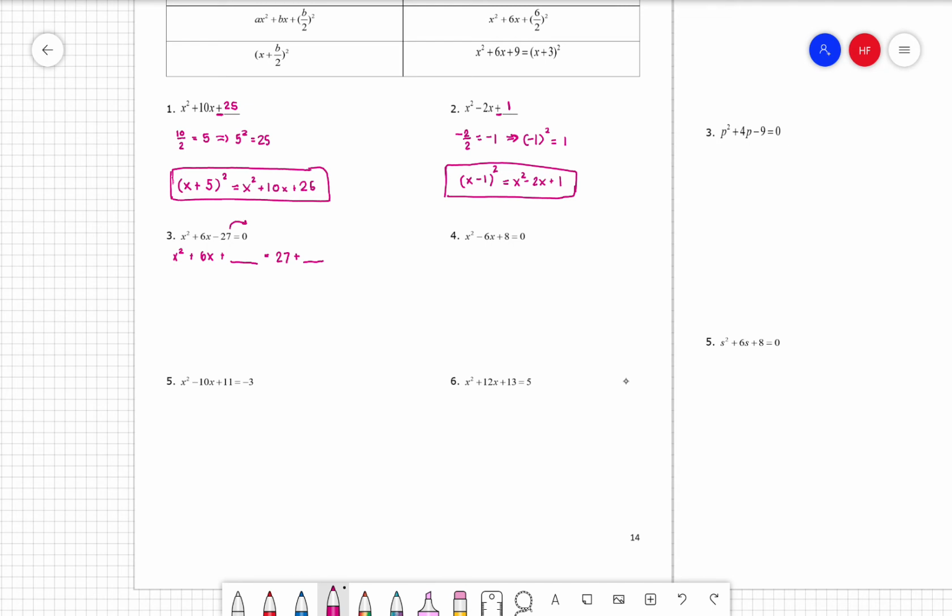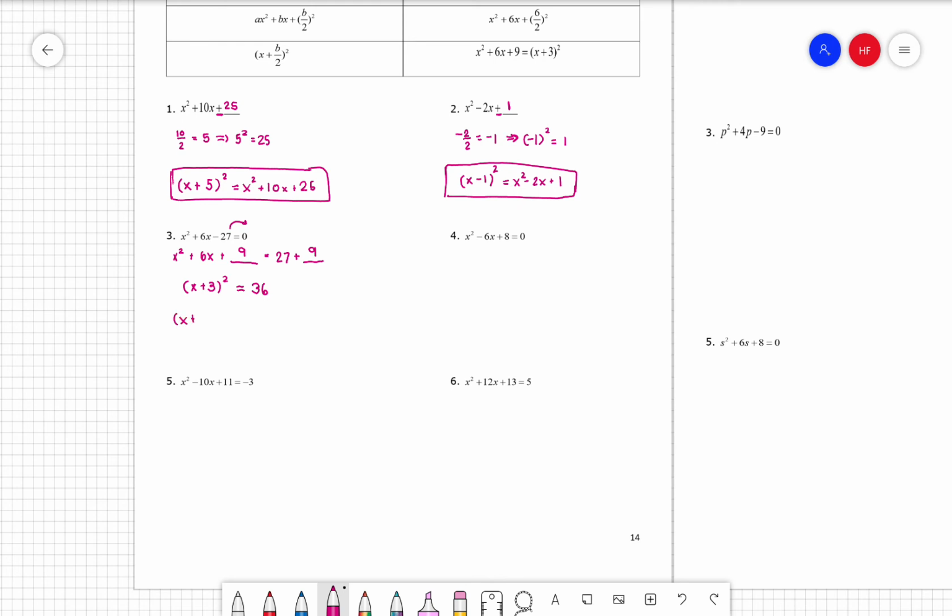So our c term would be 6 divided by 2 squared. So 6 divided by 2 is 3. 3 squared is 9. And remember, when we write it as a binomial, we have x plus b over 2, so x plus 6 divided by 2, and then all squared. I added 9 on the left, so I'm going to add 9 on the right. And so that equals 36.